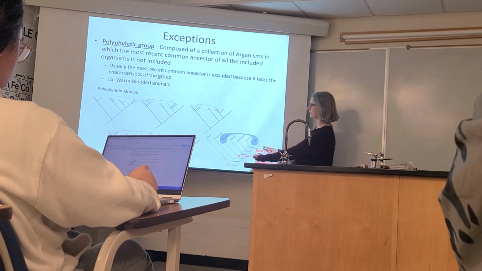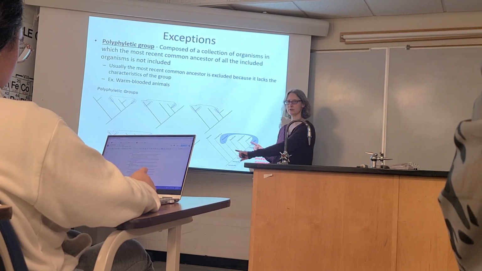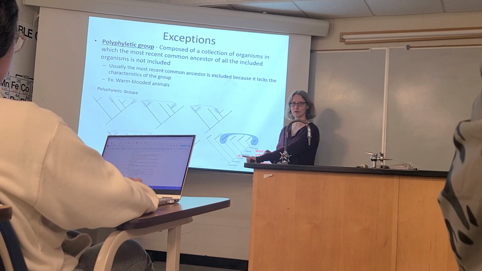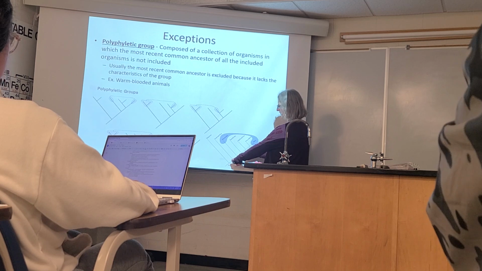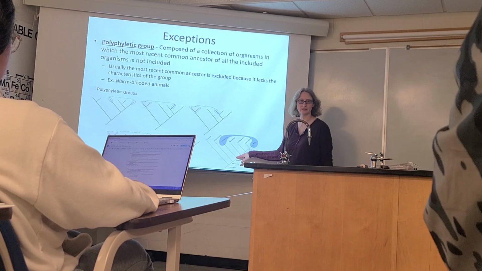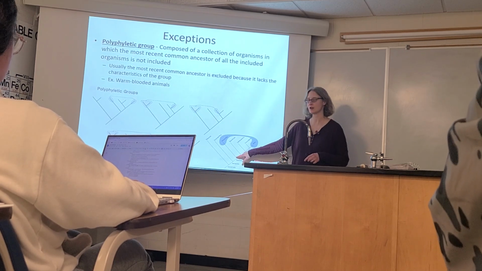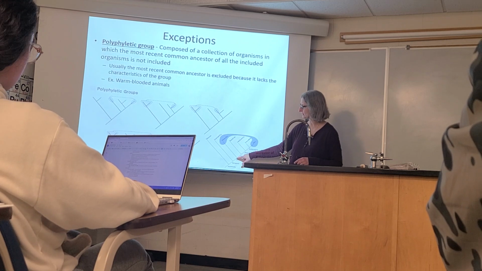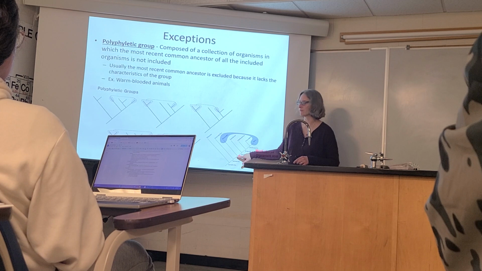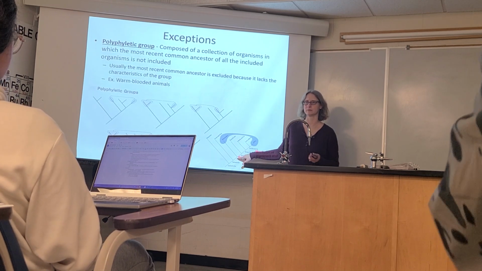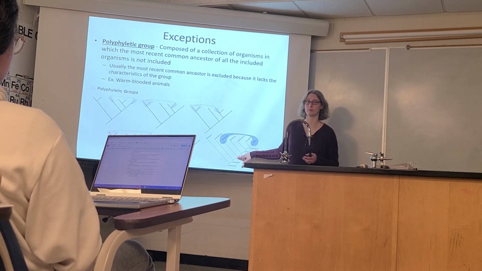And if you follow their branches down, some students have trouble with this sometimes. You want to find their common ancestor. You keep following the lines down until you get to the point where they connect, where their most recent common ancestor is, and that's right down here at this point. You'll notice that the other descendants that come from that point are not warm-blooded. So we're not including them when we say warm-blooded animals.